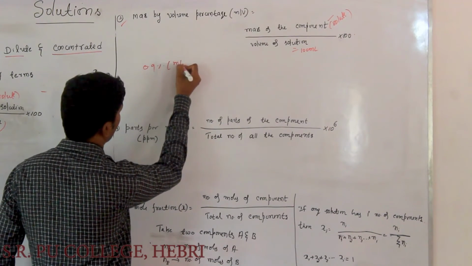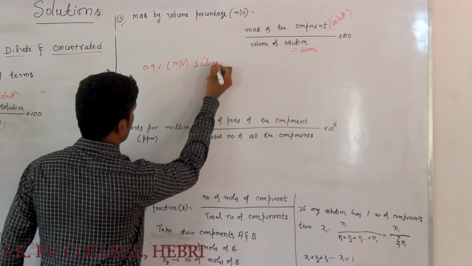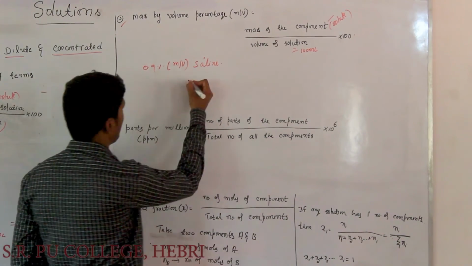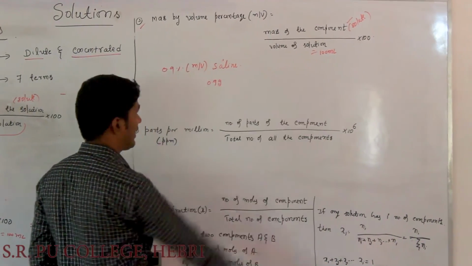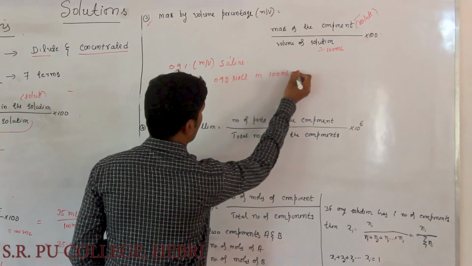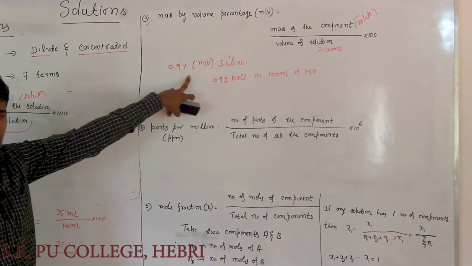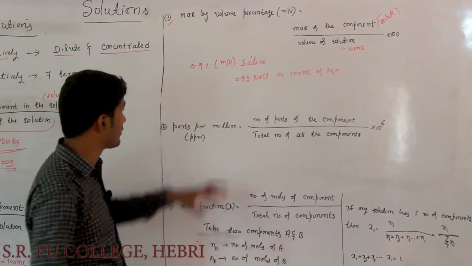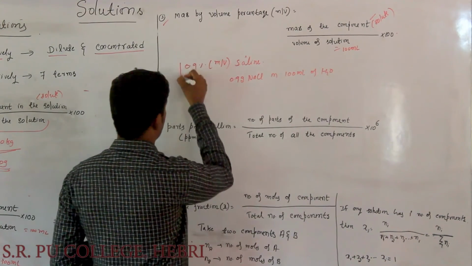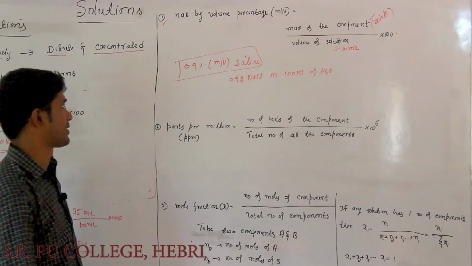0.9% M by V solution. Saline solution means salt solution. How do you prepare 0.9% mass by volume saline solution? It's very simple. What we have to do? We have to dissolve 0.9 gram of NaCl in 100 milliliter of H2O. So this will give you 0.9% mass by volume saline solution. Normally these are used in medicines or in pharmacy. So this is used in intravenous injections. Normal saline solution, 0.9% mass by volume NaCl solution.